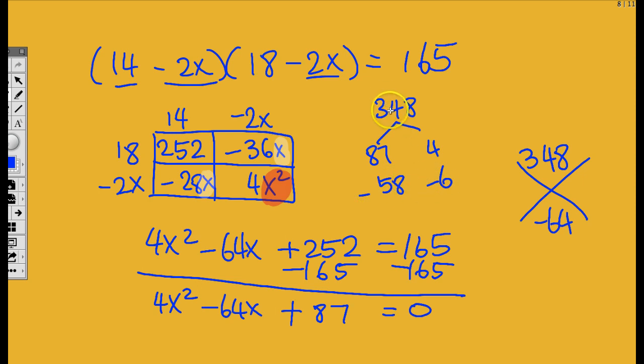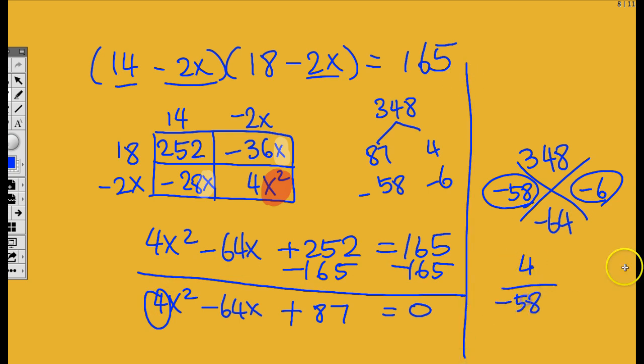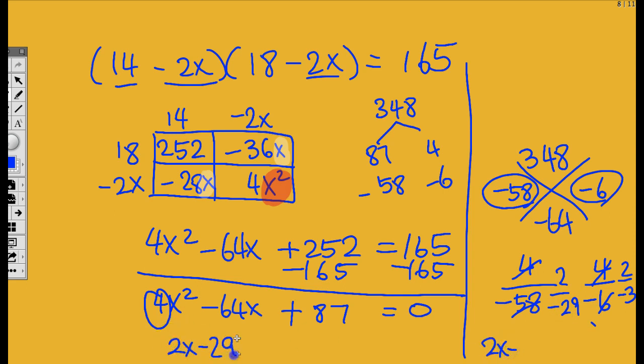When we multiply two numbers and we get a positive, then they're both supposed to be negative or positive. So I'm going to put negative 58 here. Now I'm going to put negative 6 here. And our leading coefficient is what? 4. So it's going to be 4 over negative 58 and 4 over negative 6. And so we have to simplify. This is 2 over negative 3. And this is going to be 2 over negative 29, right? There you go. So 2x minus 29 times 2x minus 3 is equal to 0.